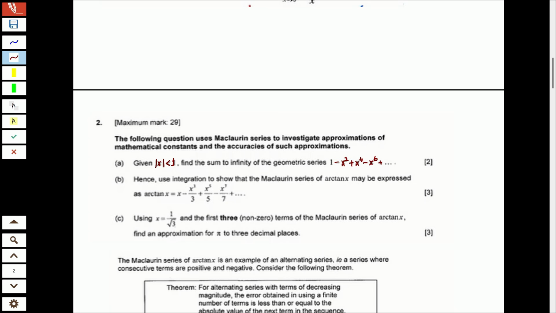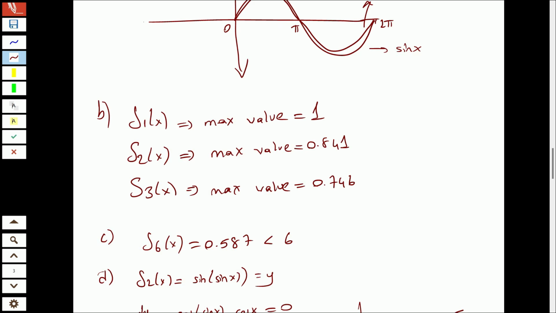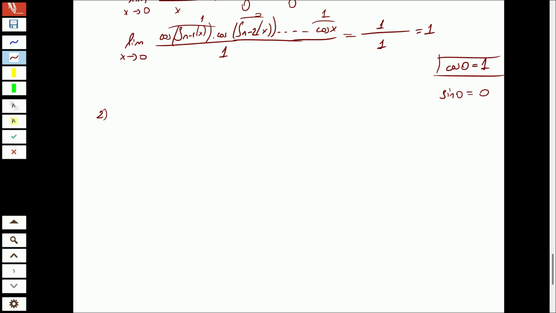Second question: given that the absolute value of x is less than 1, find the sum to infinity of the geometric sequence 1 minus x squared plus x to the power of 4 minus x to the power of 6. Okay, it goes to infinity like this.